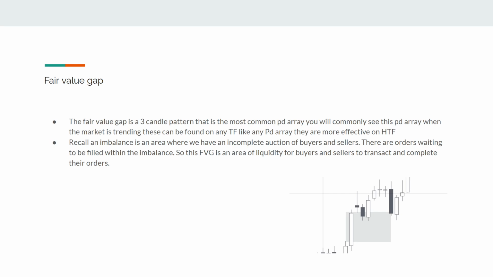Recall an imbalance is an area where we have an incomplete auction of buyers and sellers. There are orders waiting to be filled within the imbalance. So this FVG is an area of liquidity for buyers and sellers to transact and complete their orders. You see here is a 3-candle. There's a gap left in between.